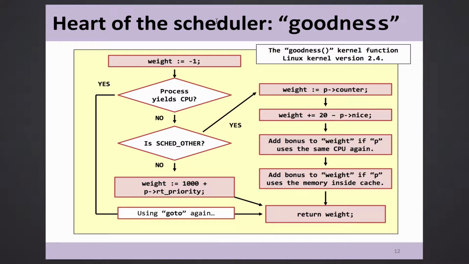The nicer you are, is it a higher score or a lower score? The lower score. So don't be a nice guy. The nicer you are, the lower score you have. And in some scheduler policies, if you are on the same CPU, it gives you some bonus. If you are using the same piece of cache, it gives you some bonus. And that's all. Very easy to calculate the score.